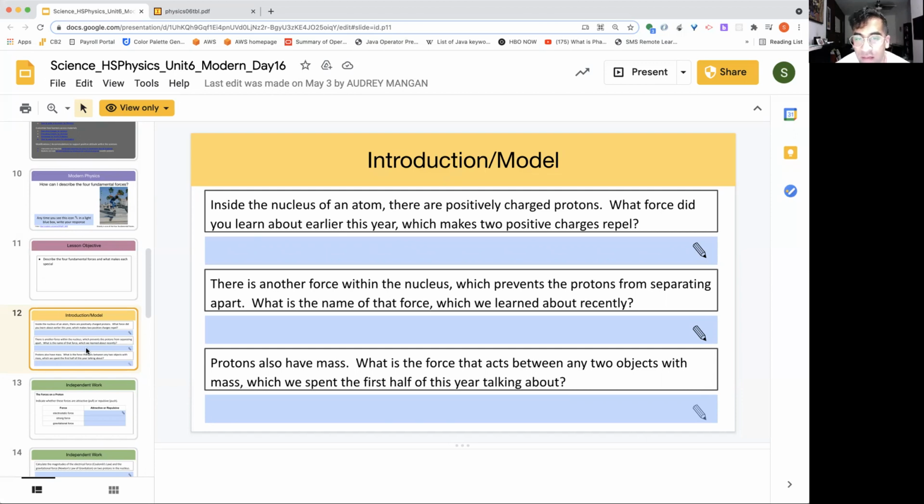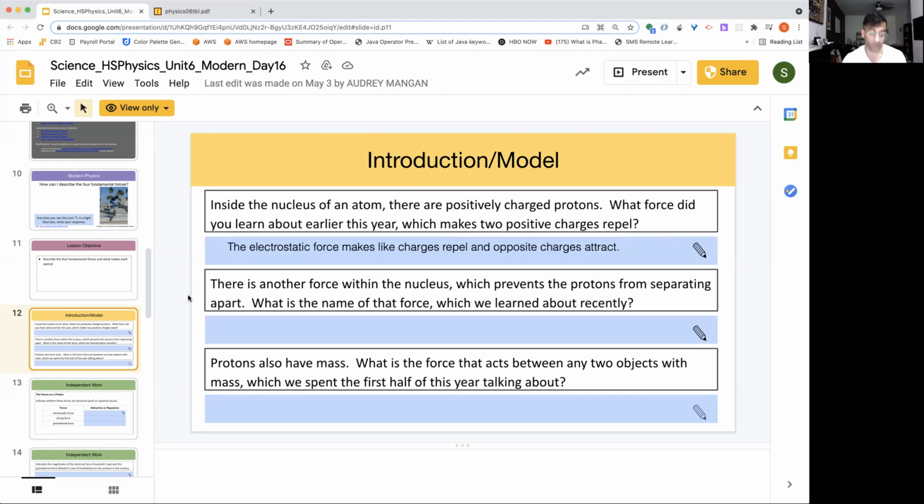Inside the nucleus of an atom, there are positively charged protons. What force did you learn about earlier this year which makes two positive charges repel? A hint into how to answer this question is in the wording of the question itself. If we're talking about forces that make charges repel, we were talking about the electrical force, or the electrostatic force. The electrostatic force specifically makes like charges repel and opposite charges attract. And two protons obviously repel.